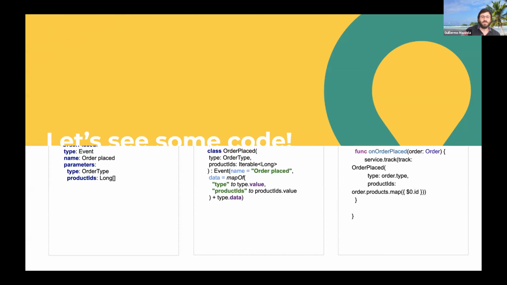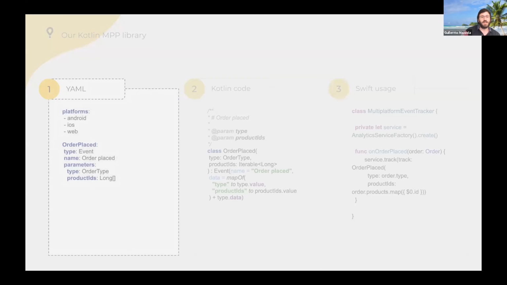So, some code. This is an example of a YAML spec. It's pretty easy to understand. Basically, we declare what platform we will be using it. And then we have an entry per event, which declares the type, a name that is going to be the name downstream, I mean, the name in the data warehouse, and the parameters and the type of those parameters.